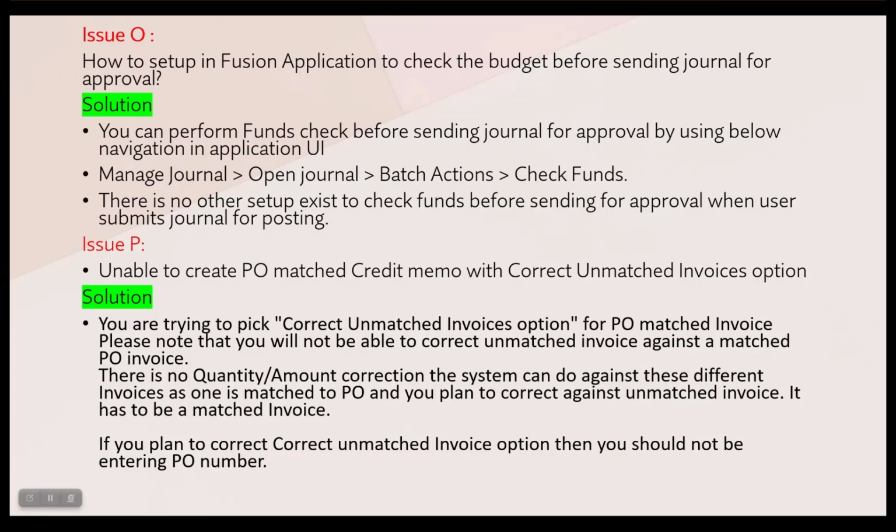You have to know that you will not be able to correct unmatched invoice against a matched PO invoice. There is no quantity or amount correction the system can do against these different invoices, as one is matched to PO. If you plan to correct against a matched invoice, it has to be a matched invoice. If you plan to use the correct unmatched invoice option, then you should not be entering a PO number, because it means unmatched, but you selected matched, so it will not work.